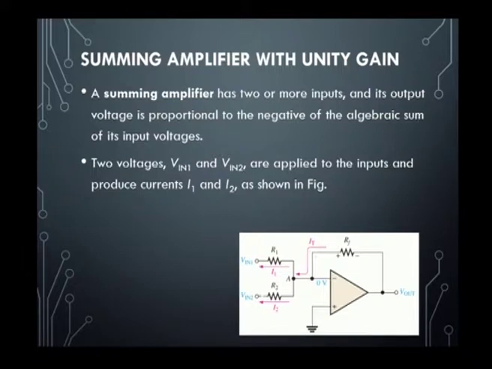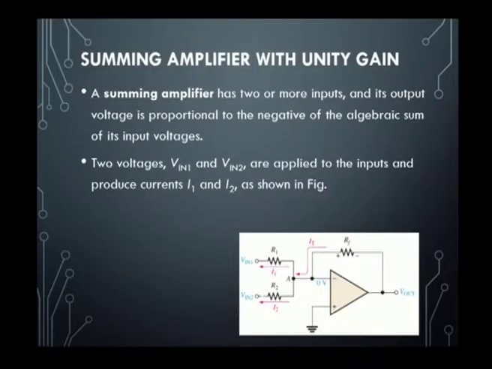This will be the output of the summing amplifier. This can be derived with the help of, we can derive in the next slide. So, this is how the configuration of the summing amplifier with a unity gain will be. Here Vin1 and Vin2 are the two input voltages that are applied, and I1 will be the current in R1, I2 will be the current in R2, and IF will be the current in the feedback loop, flowing through RF.